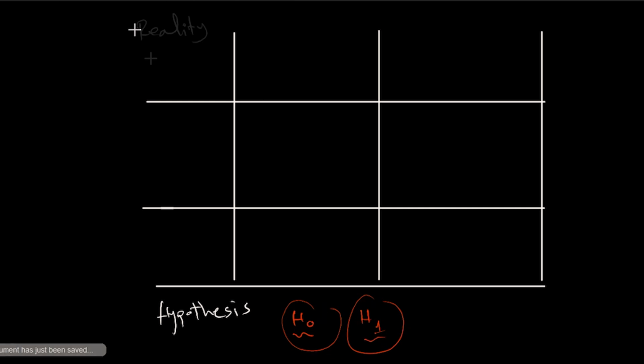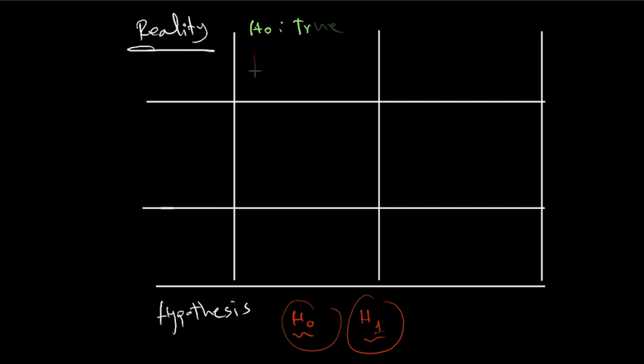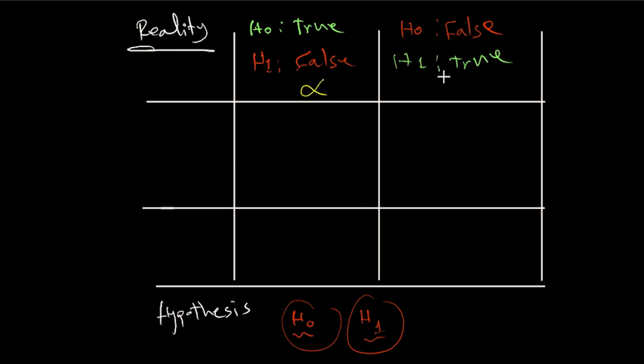In reality, there are two possible scenarios. The first one, that this null hypothesis happens to be true. That means the alternative is false. Now, the second scenario is completely the opposite, that the null hypothesis actually is false, and the alternative is true. Now, we're going to give names to these two scenarios in reality. If the null hypothesis is true, we'll call it the scenario of alpha. If the null hypothesis is false, we'll call it the scenario of beta.